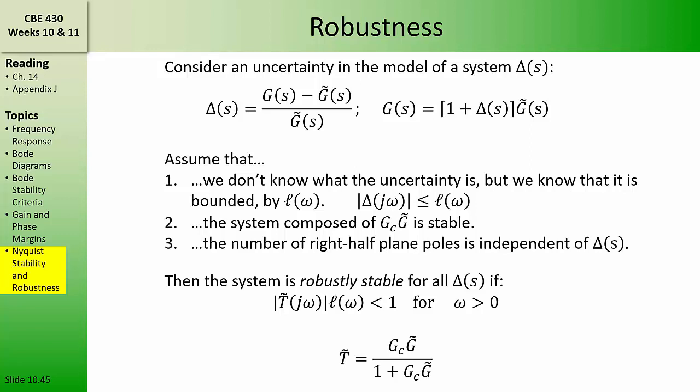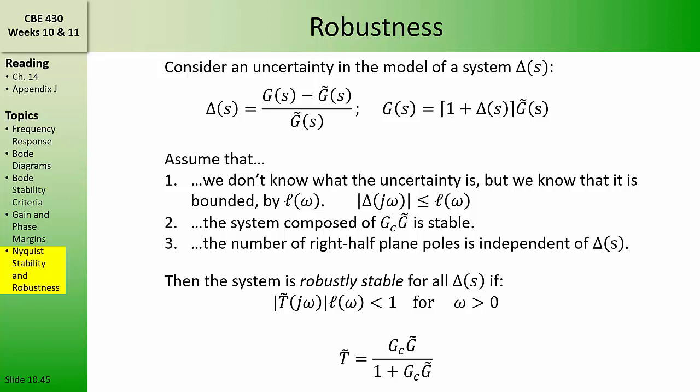Suppose that there's some uncertainty in our model for a process, and we describe that uncertainty by the function of s, delta(s), where delta(s) is the true behavior of the process described by G minus our model for the process, G tilde, divided by our model for the process, G tilde. The true behavior of the process is our model, G tilde, times 1 plus delta(s), where delta(s) is some uncertainty that is a function of s.